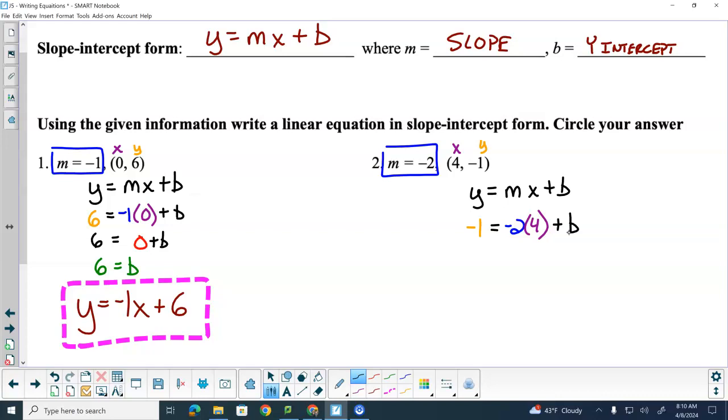-2 times 4. -2 times 4. -8. How would you go about solving -8 plus b equals -1 for b?